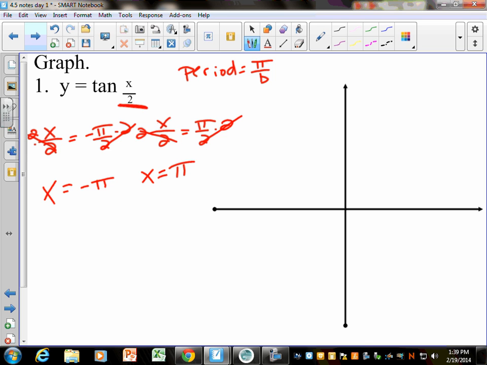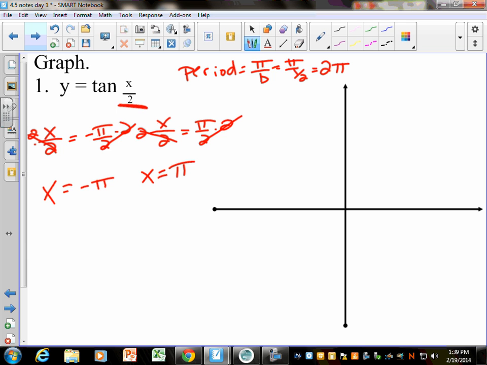What's b in this problem? 1/2. So pi over 1/2 is really like saying 2 pi. Is that the distance from negative pi to pi? Is that a distance of 2 pi? Yes, that means that that's all lined up. It seems like we did our math right.